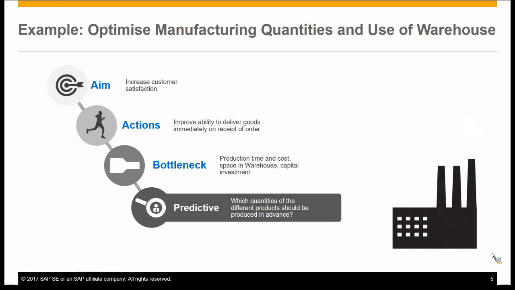Or a second example here from manufacturing. Imagine you want to increase your customer satisfaction. And one way to achieve that could be that when an order comes in, you are ready to deliver. That when a certain product is ordered in a certain quantity, ideally you would like to have the product in stock so that you can deliver immediately. And here that bottleneck could be the space in the warehouse, the cost to produce products, or the capital that is tied up in the warehouse of products that are not selling, or not selling as quickly as you would like. And with that, predictive analytics could estimate likely demand for different products for the next month, the month after, the next year, whatever time intervals make sense for your industry.